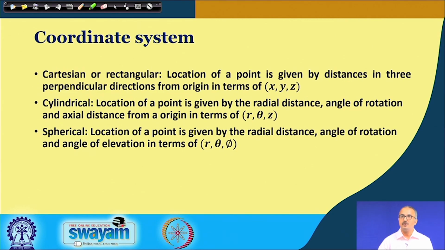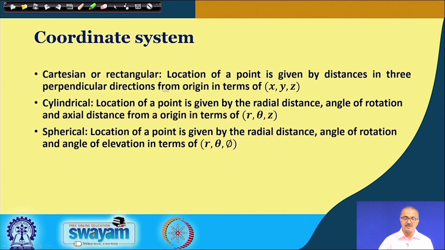Now we come to coordinate systems. We have studied this a lot of times, but still we find that students sometimes do not know how to apply these coordinate systems, because the choice of coordinate system will depend on the geometry of the particular system under study, and it is kind of going back to our basics. So, we have three types of coordinate system: Cartesian or rectangular, then cylindrical and spherical.